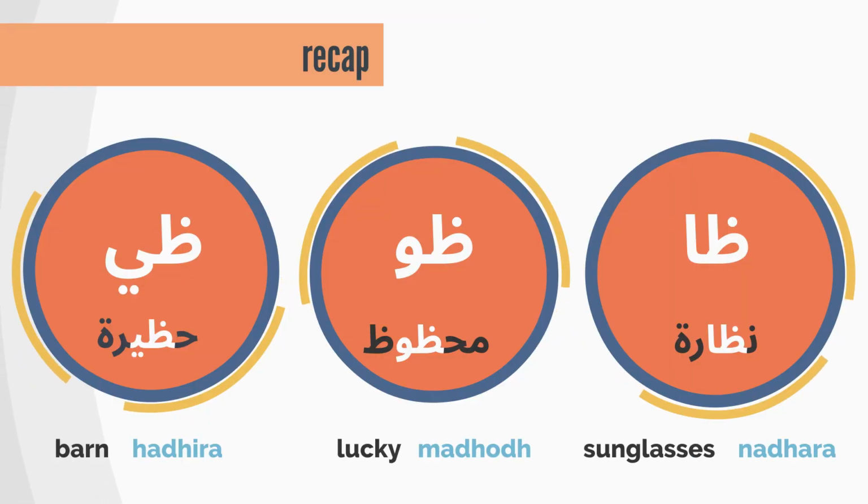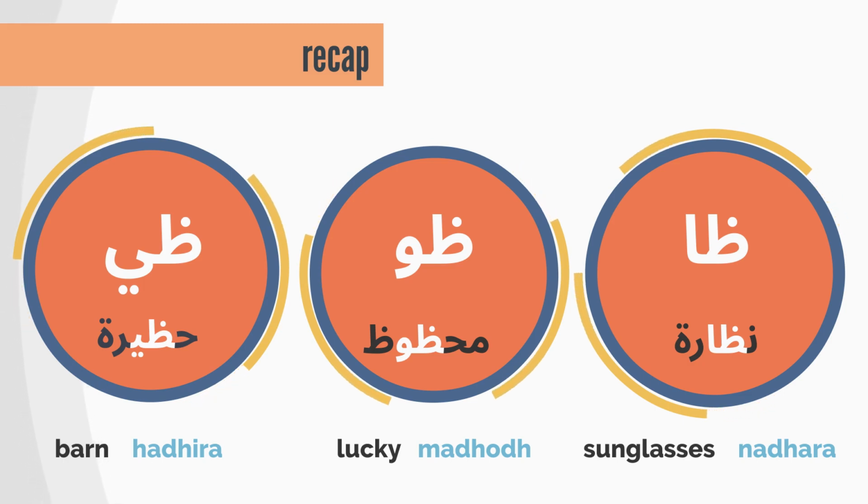Now again try it yourself. Try to repeat ظ with long vowels. The first one ظ, the second one ظو, the last one ظ.